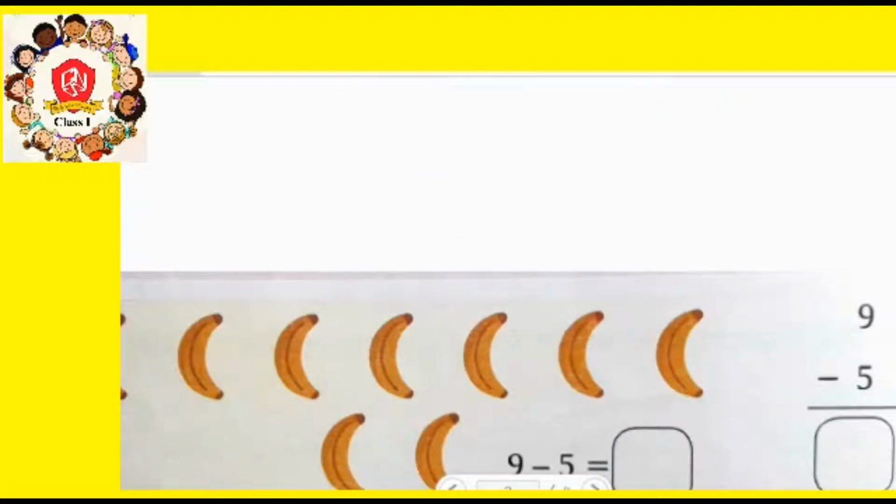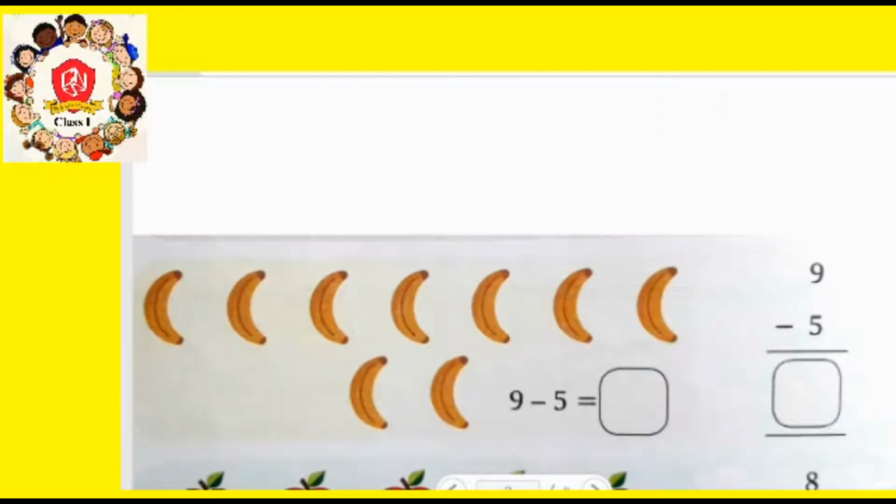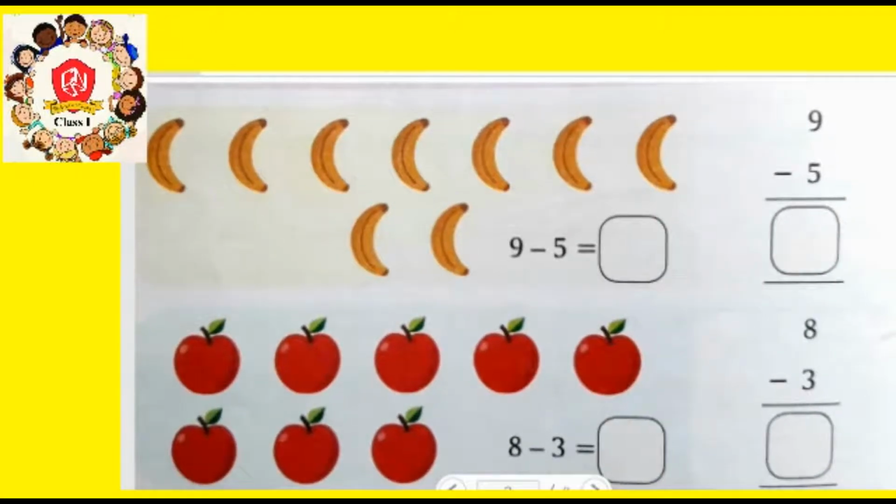Now we will start to do some problems related to this by counting the objects. So let us have a look at the questions. This is the first question where we have to count how many bananas are here. It is already given that 9. So let us count 1, 2, 3, 4, 5, 6, 7, 8 and 9. So total 9 bananas are here, and we have to subtract 5 from that.